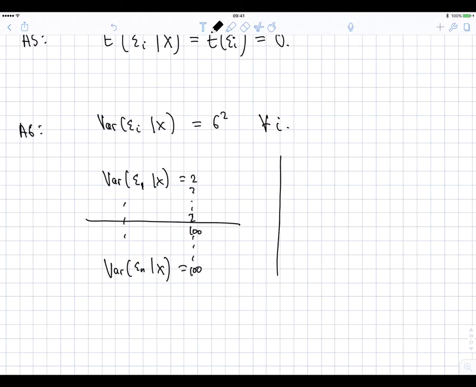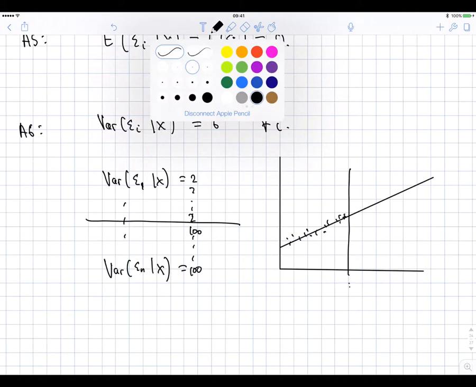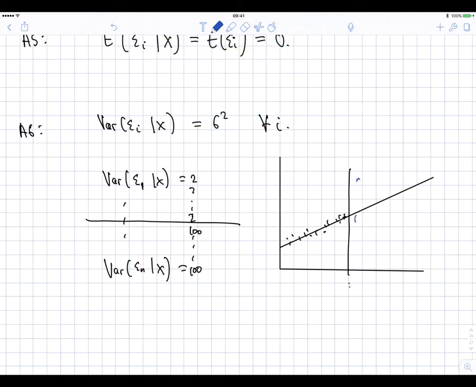How would that look on the graph? On the graph it would look like this. Maybe all these observations with x below here, let's say this is the true line, will have relatively low variance. But all the observations with this other bunch of epsilons, for whatever reason, have higher variance. That would be a violation of the A6 assumption.